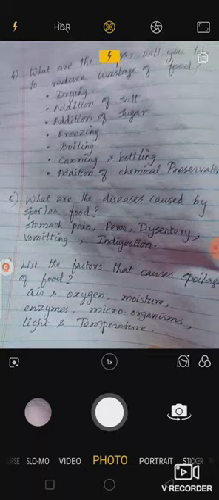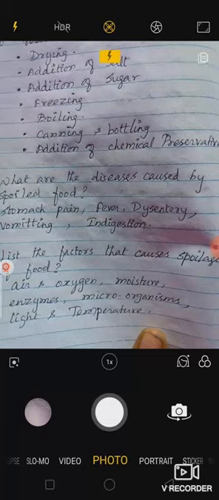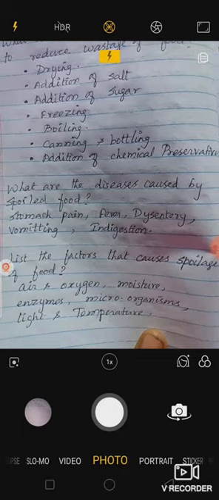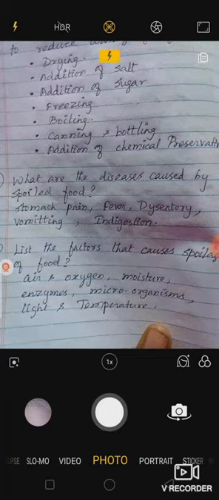And fifth one: what are the diseases caused by spoiled food? Stomach pain, fever, dysentery, vomiting, indigestion are the diseases. List the factors that cause spoilage of food.